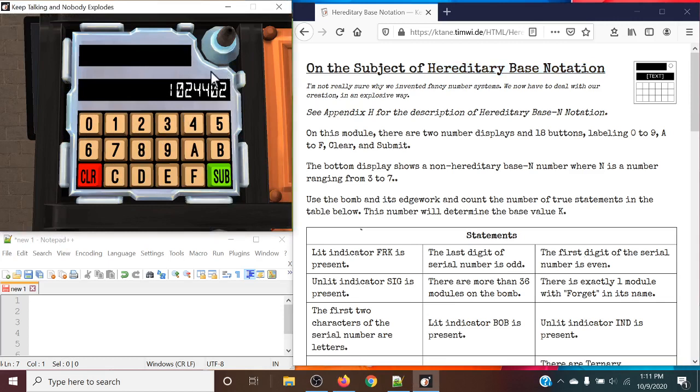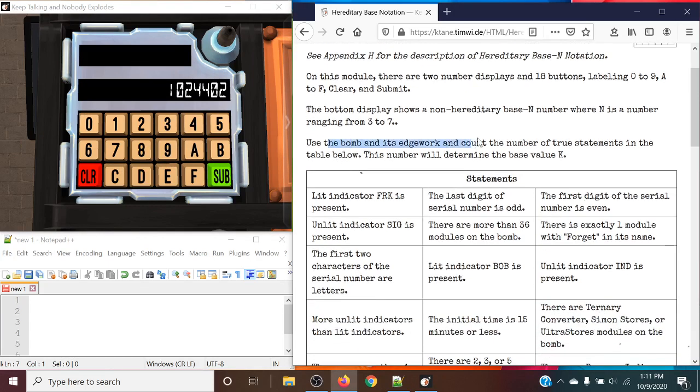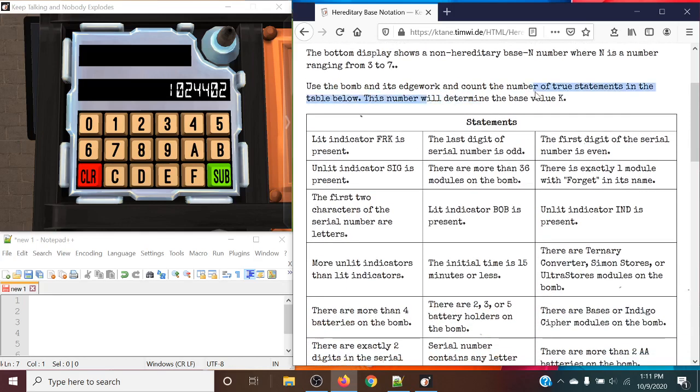So, what this module does is we have a number that is supposed to be given to us, and what it says here, the bottom display shows a non-hereditary base n number where n is a number ranging from 3 to 7. So what we need to do is essentially do some calculations with this number, and you'll see what I mean later, and then input it back into another base. So there's going to be a lot of base conversions. So yeah, we will use the BOM and its edgework and count the number of true statements in the table below and determine what base value of k is.